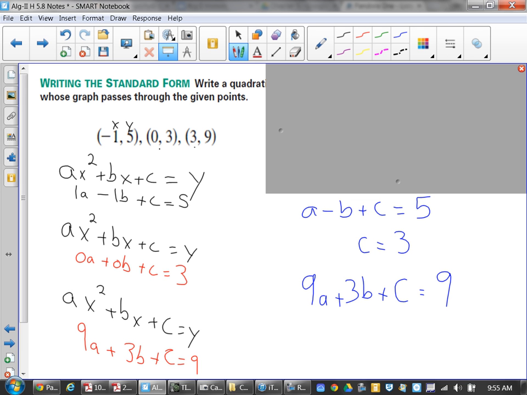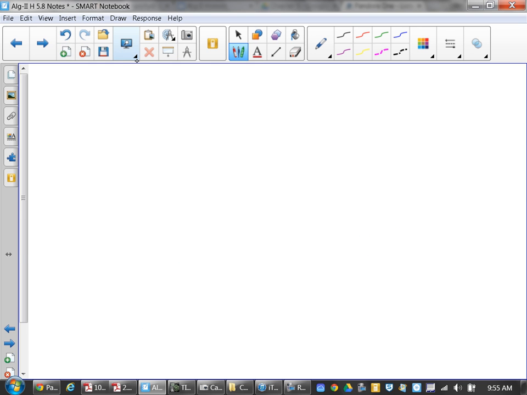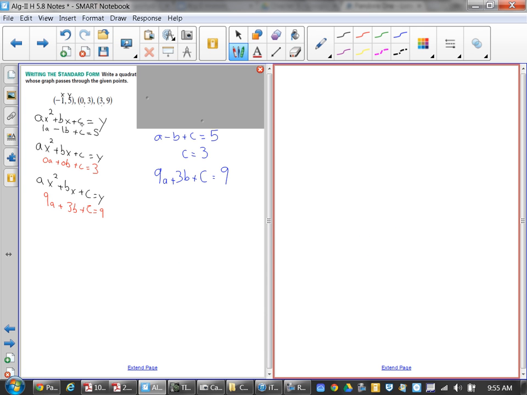Okay. So, like Jerry was just saying, if I want to start using substitution, let me put on a separate screen here. We know that C is 3. Are we okay with that? So if I do that, I have A minus B plus 3 is 5. So A minus B is 2. Therefore, what do I know that A is? 2 plus B. We're okay with that?